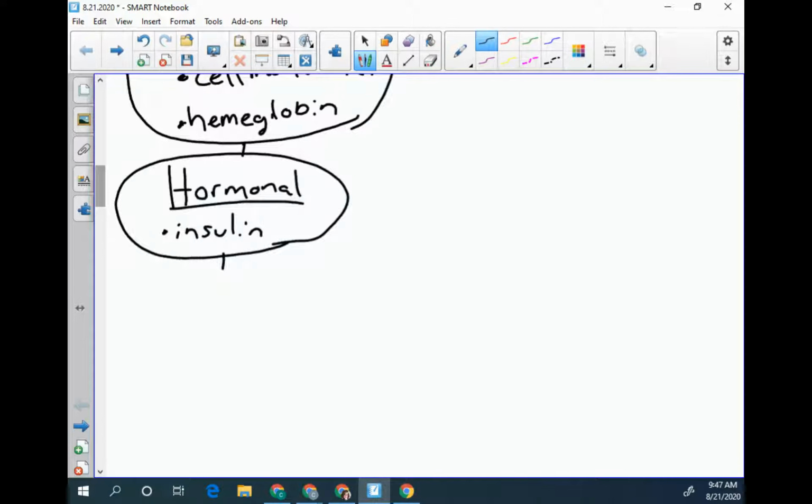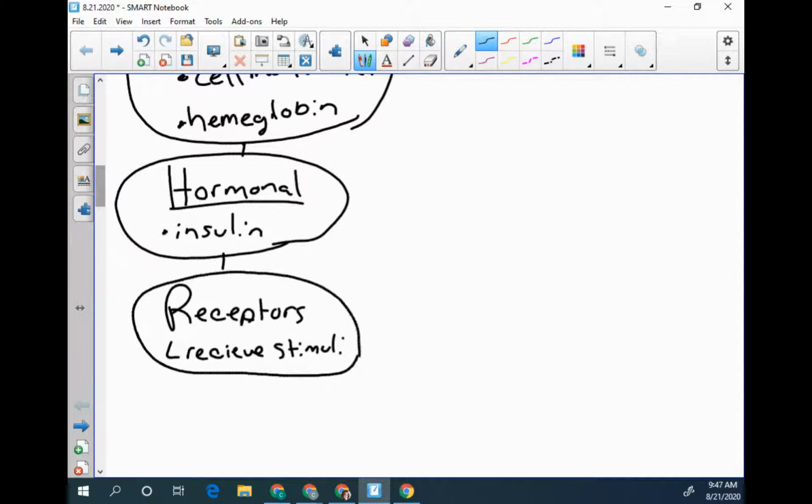We've got receptors. So, like neurotransmitters, things that leave the end of one neuron and send the signal to the next neuron, and what receives those neurotransmitters on the end of cells are receptor proteins. So, their job is mainly just to receive stimuli.